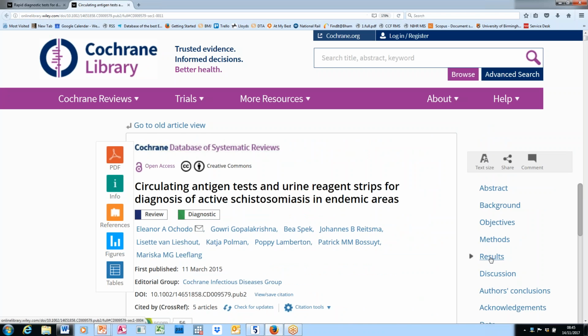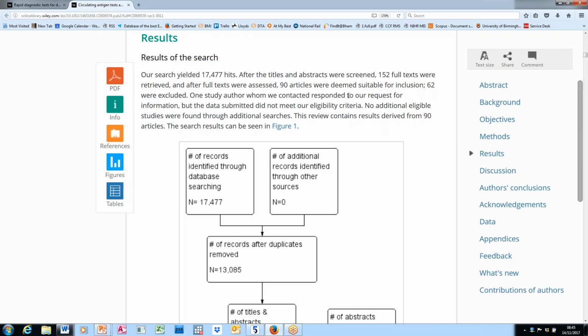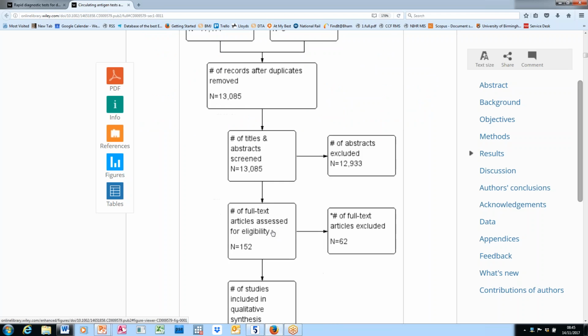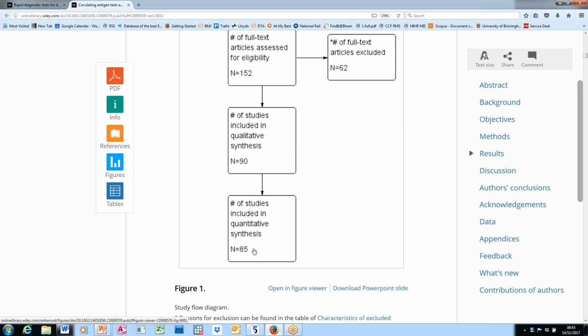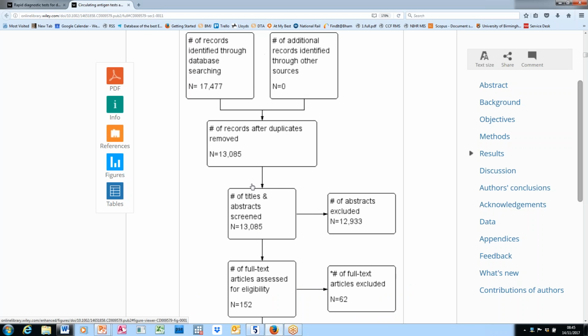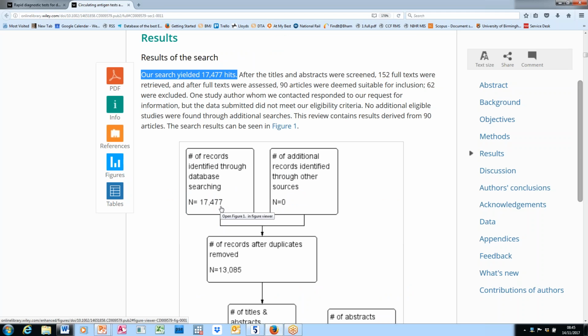In this review, the story was a lot worse. Their search ended up with 17,500 hits, from which, if we look through their diagram, we'll see at the bottom, they end up including 85 studies. So that's a huge amount of work to go through thousands of hits.